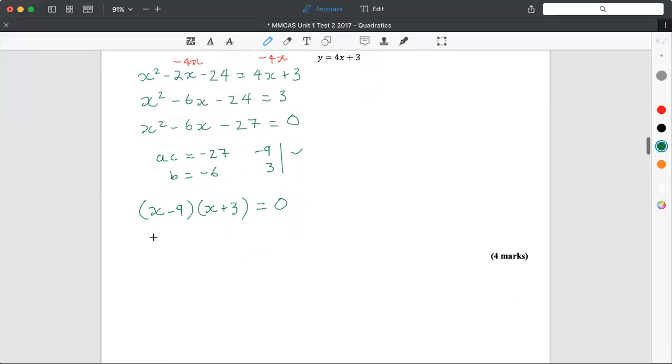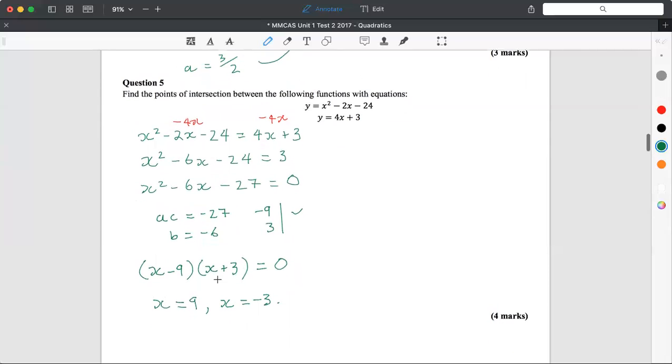And then we can say, all right, x equals 9 and x equals -3. Now, what we need to do is we know that these are the x-intercepts. Sorry, not x-intercepts. These are the values, I should say, of x where these two graphs intersect. But it says find the points of intersection.